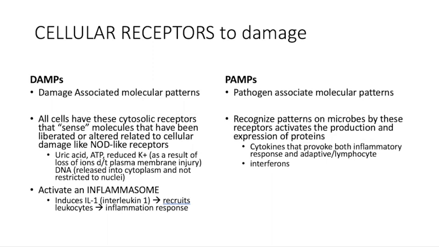Other things that it may be are uric acid, which is released, and ATP. There may be reduced potassium levels as a result of plasma membrane injury, and then the DNA is going to activate this thing called an inflammasome. An inflammasome basically is going to induce the inflammatory response. So it actually recruits leukocytes and is induced by interleukin 1.